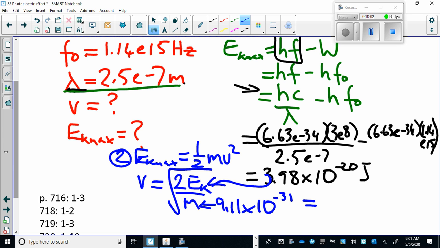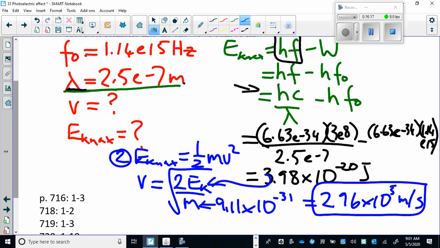Now these electrons, they're whipping off that metal pretty darn fast, so you should be getting relatively large numbers. And you end up getting 2.96 times 10 to the 5 meters per second, which is insanely fast. All right, so that ends the photoelectric effect. And just to review, the photoelectric effect for the second part of the lesson is really a conservation of energy concept. All right, on to lesson 33.